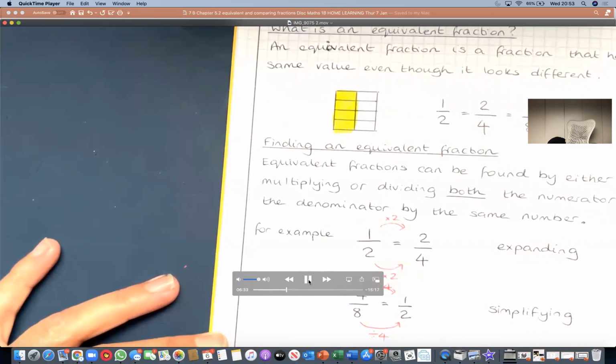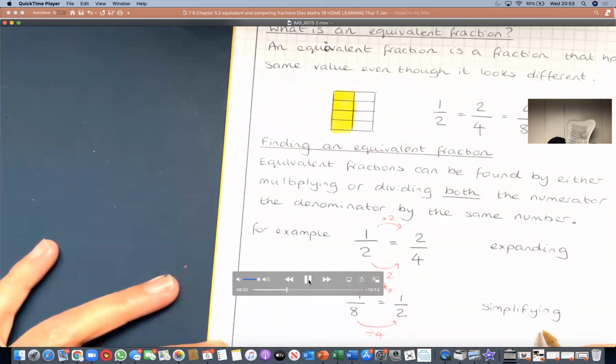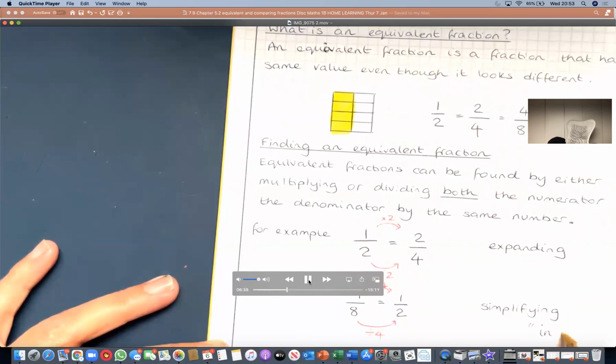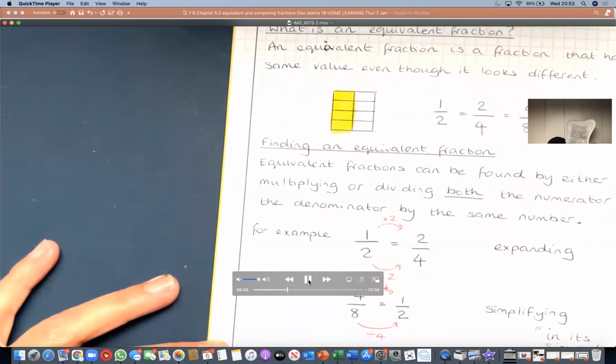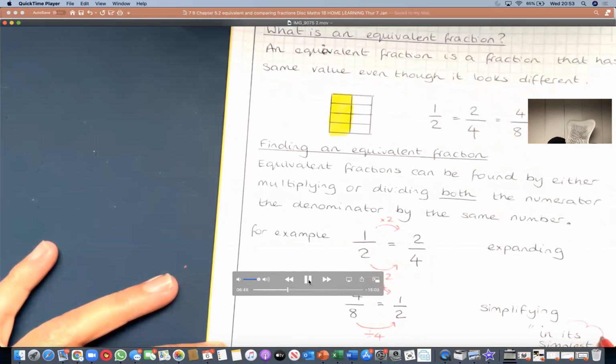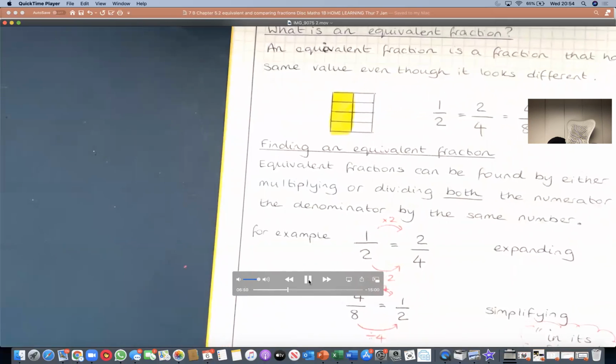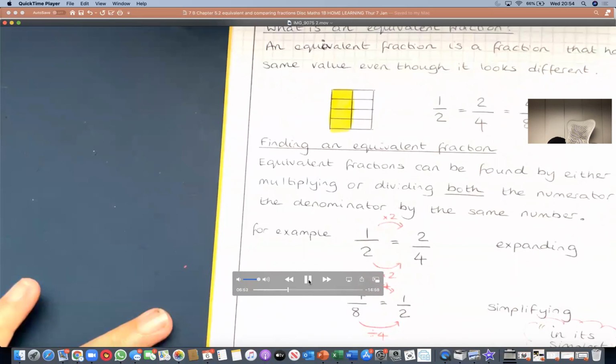And you'll often see with a question where you're given a fraction, you're asked to write it in its simplest form. You're often asked to simplify a fraction, and it will ask you to write the fraction in its simplest form.